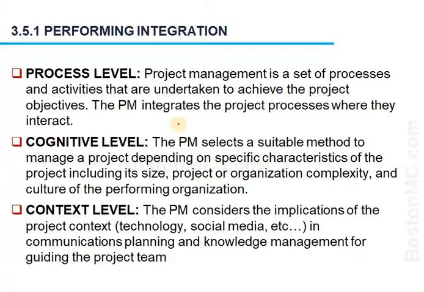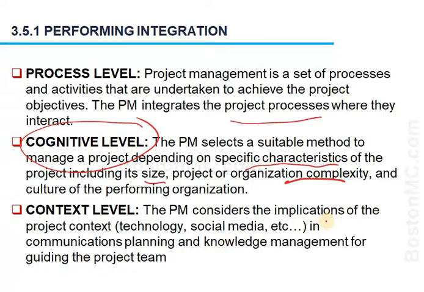Number one, you integrate at the process level. As I was saying, these are the 49 processes that we currently have in the PMBOK. You need to integrate all these pieces, and most of them connect in a certain way, so you need to integrate them. The other way that you need to integrate is at the cognitive level, and the cognitive level says that you need to find the most suitable way to manage a project depending on its specific characteristics. So how big the project is, who the organization is, how complex of an environment it is that you're working in, and these are things you have to consider.